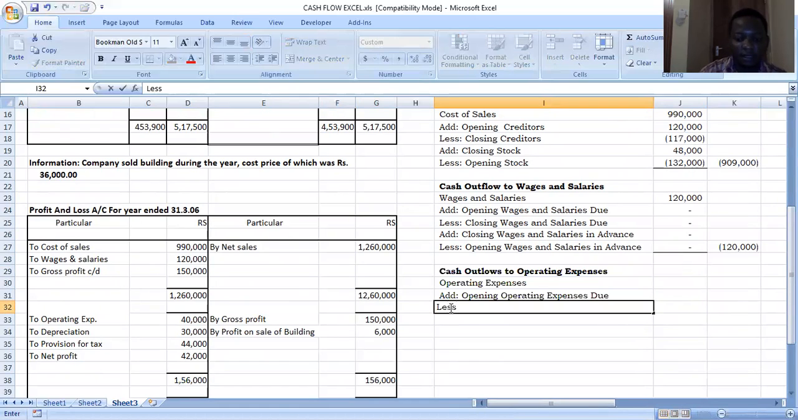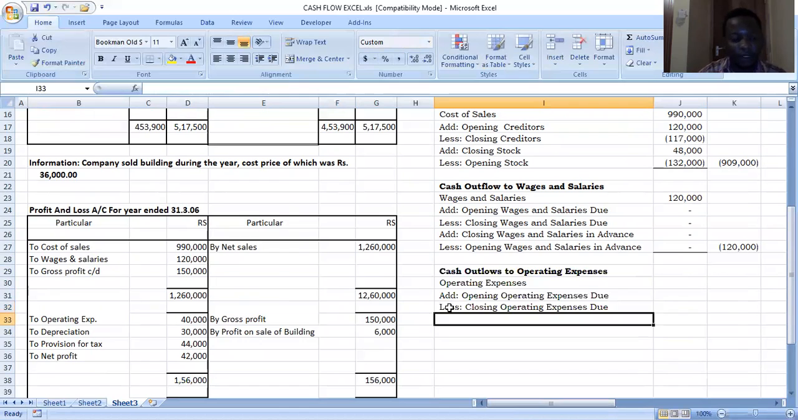Then we less closing operating expenses due. Then we add closing operating expenses if we have in advance. So if you have operating expenses in advance, we add closing operating expenses in advance or prepaid.